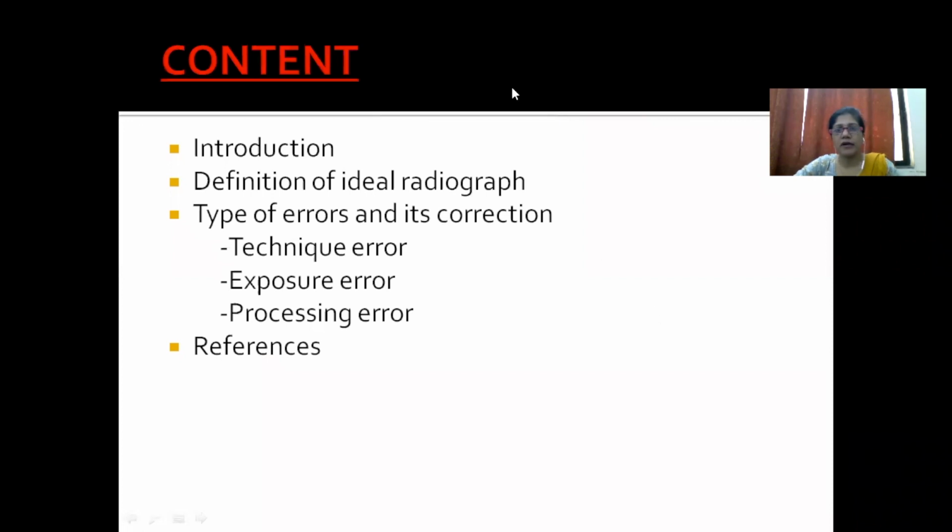Now, the content for today's topic. The contents are introduction, definition of ideal radiograph, types of error and its correction, like technical error, exposure error, processing error, and the different references used for this presentation.